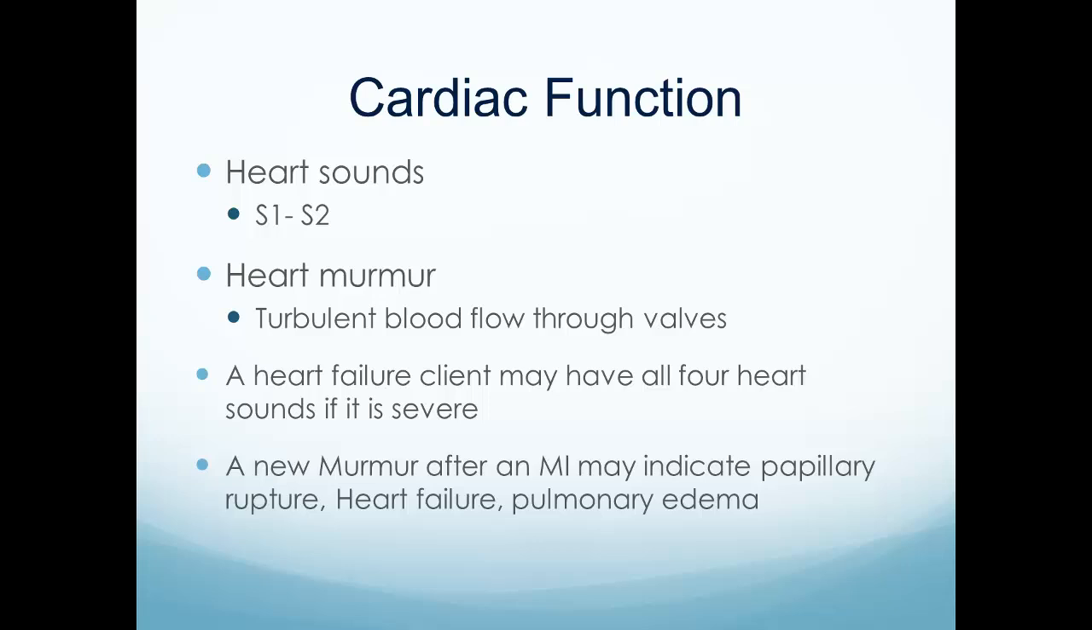Okay, now we haven't defined those yet, but there's more than just S1, S2. Those are the normal ones, but the abnormal ones are S3 and S4. We're going to look at those in just a moment. A new murmur after a myocardial infarction. MI is an abbreviation for myocardial infarction, which is when a patient has decreased perfusion to part of the heart and the heart muscle starts to die. But a new murmur after an MI could indicate a papillary rupture, those are the little muscles that are holding the valves, heart failure, or pulmonary edema, or maybe all of the above.